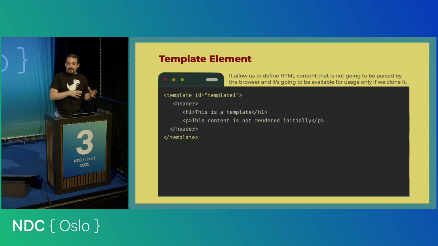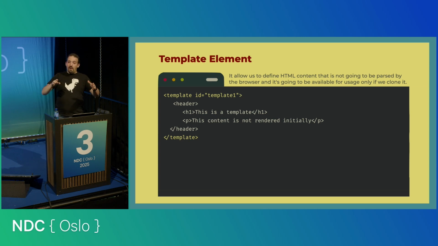Then if we want to use it, we need to clone it to create an instance of it. Here it's cloning, that's the term. We clone it, we create another instance, and that's the one that we put on the page that will actually be rendered. Okay, make sense?